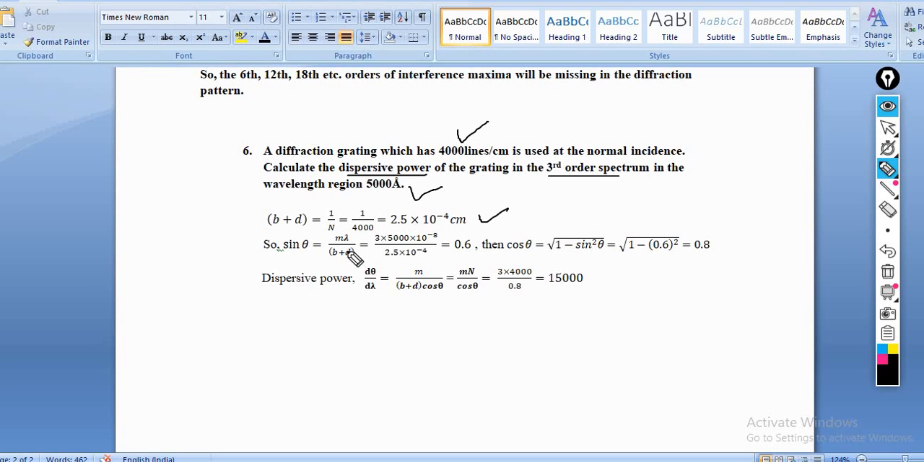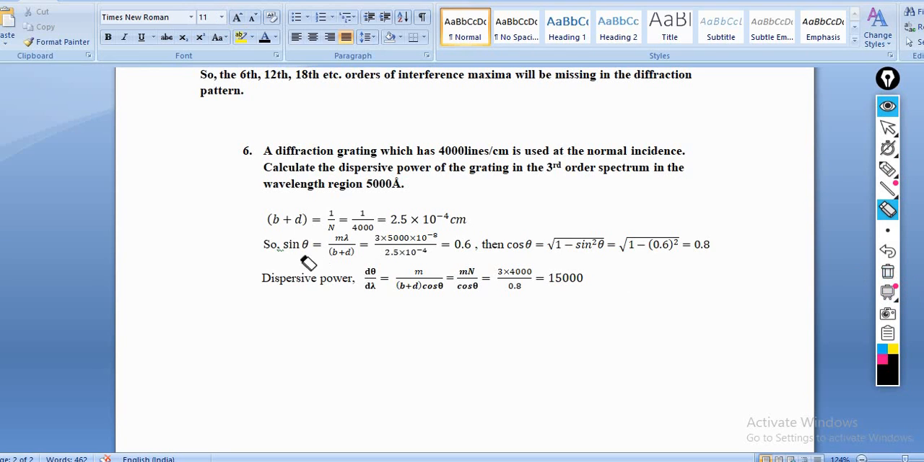So rearranging, sine theta can be calculated. You know the formula, (b plus d) sine theta is equal to m lambda. So sine theta can be given as m lambda divided by (b plus d), and (b plus d) is equal to 1 by n. Just rearranging this, one can get sine theta is equal to 0.6.